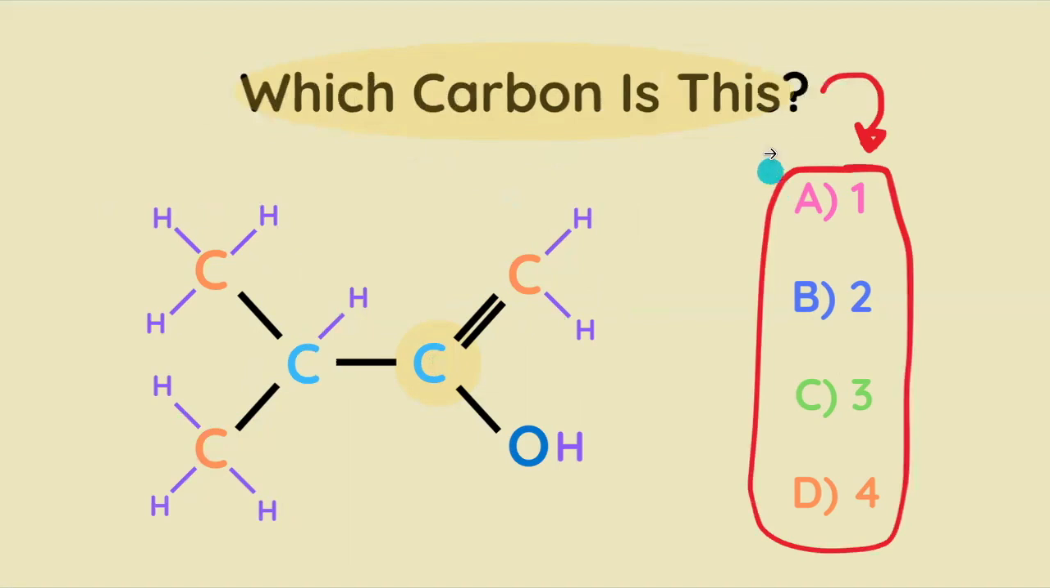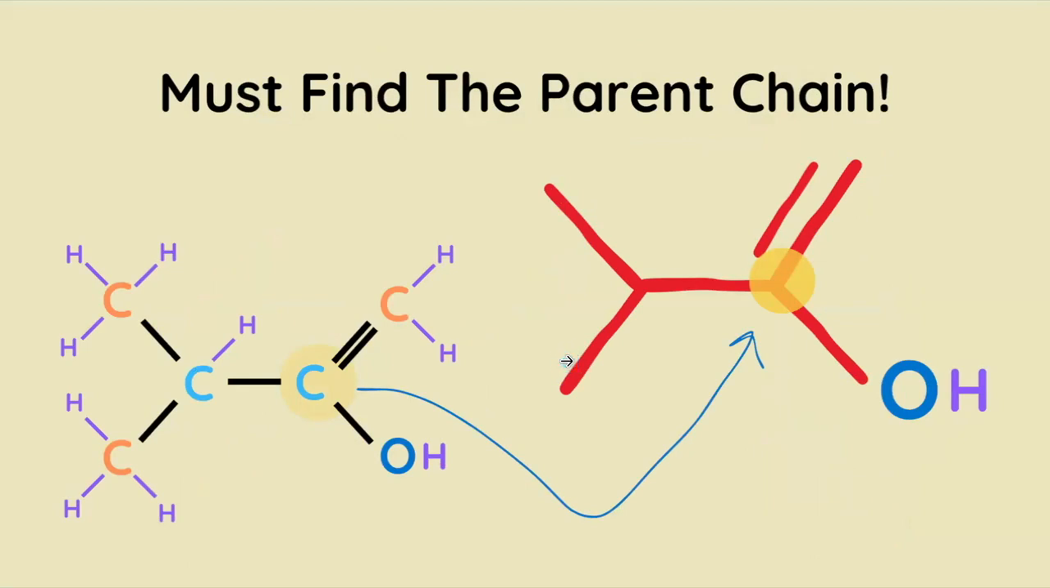But the question is, what number does this correspond to? Is it carbon number 1, 2, 3, or 4? Well, in order to number our carbons, we must identify our parent chain, the longest connection of carbons. And to do that, we might want to put our molecule back into bond line form, yet still keep track of our carbon of interest, the one that has no hydrogens.